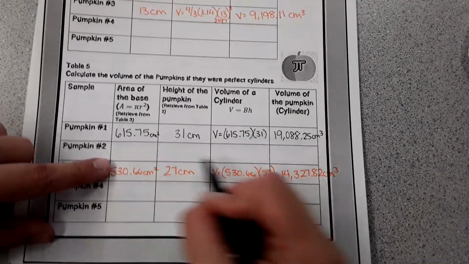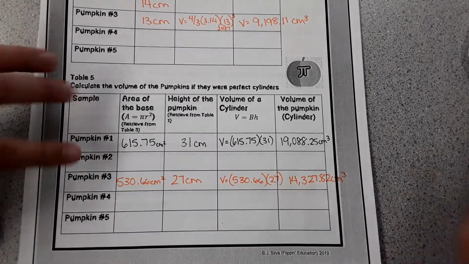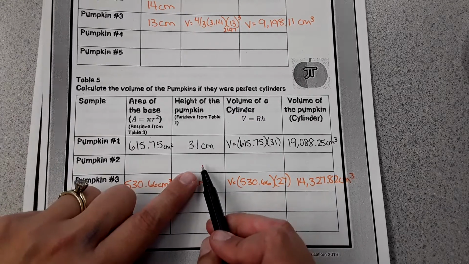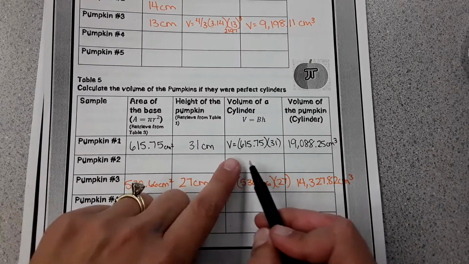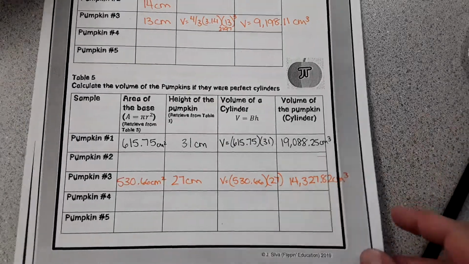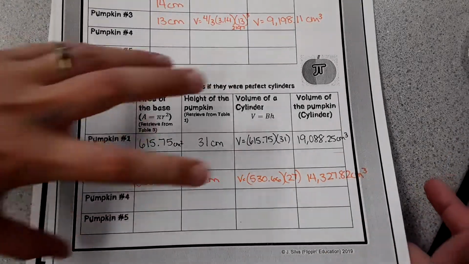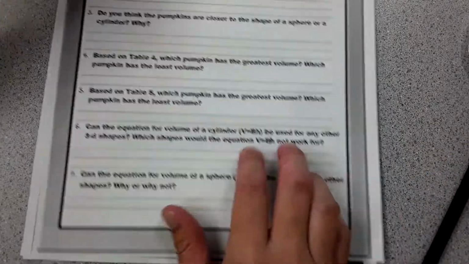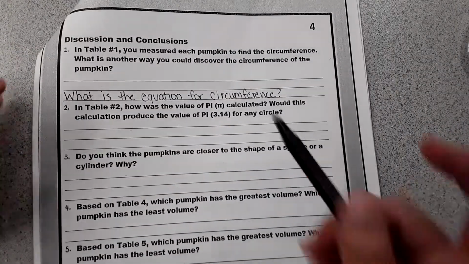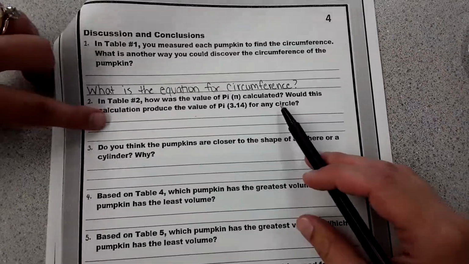Then you'll continue that here for all of your pumpkins. Just retrieve the area of the base from table 3, retrieve the height from that first table, and then multiply them here to get the volume of a pumpkin as if it was a perfect cylinder. So once you get this filled in here, you'll move to the back and do the discussion and conclusions. And for this, you'll just look at the data and make conclusions.